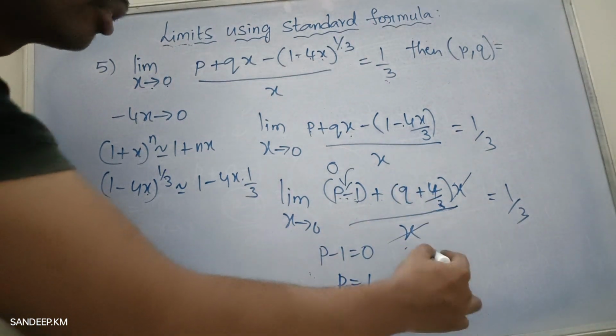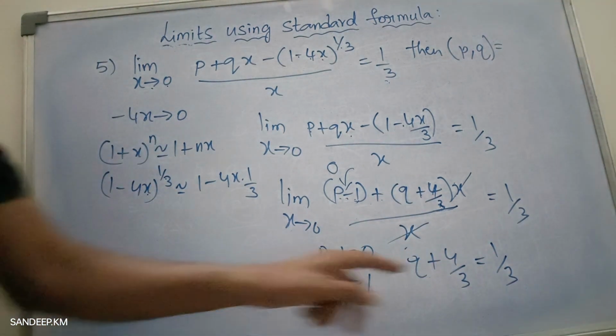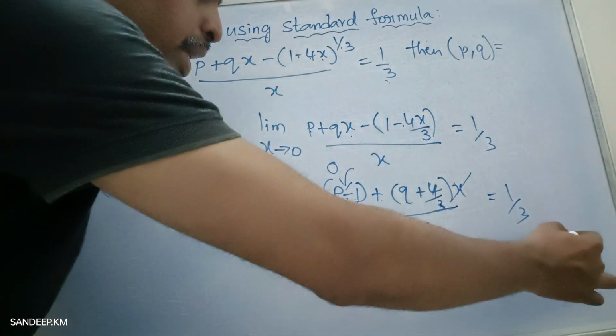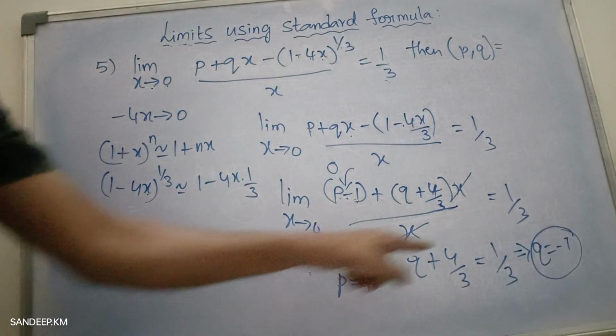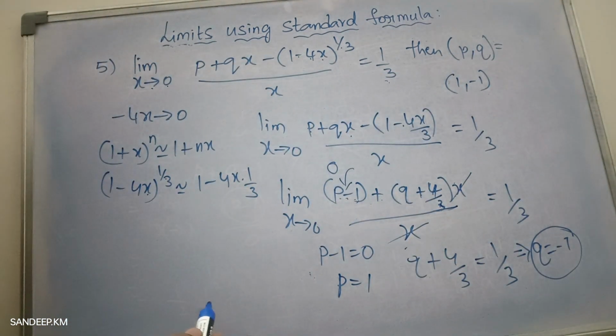What we will get? Q plus 4 by 3 in LHS and 1 by 3 in RHS. Take 4 by 3 to the right side. Q is equal to 1 by 3 minus 4 by 3. You will get Q is equal to minus 1. Therefore P is plus 1 and Q is equal to minus 1. 1 comma minus 1. So this is how we can solve this question. We'll go with the next question.